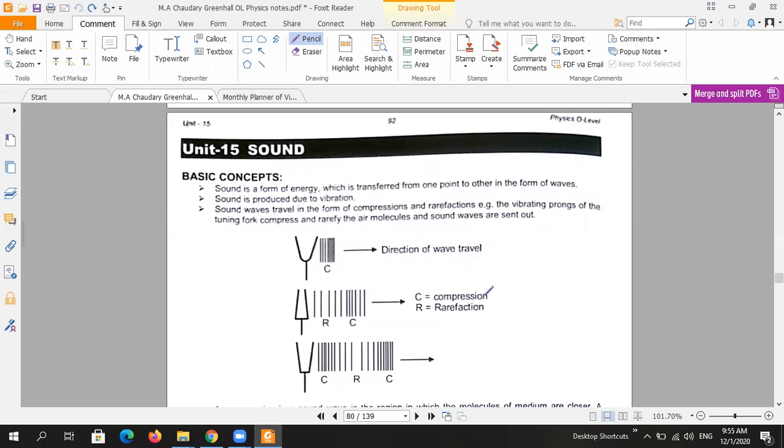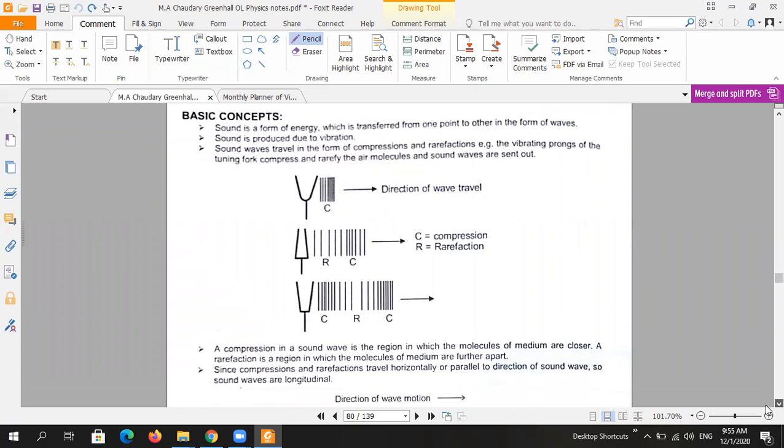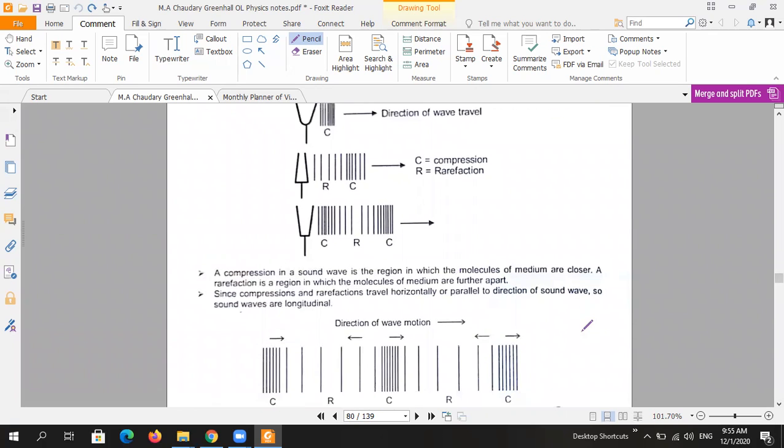So sound waves travel in the form of compression and rarefaction. The vibrating prongs of the tuning fork compress and rarefy the air molecules, and sound waves are sent out. So basically, a sound wave is a pressure wave. So it means you need a medium in order for sound waves to travel. What is compression? Compression in a sound wave is the region in which the molecules of the medium are closer, and a rarefaction is the region in which the molecules of the medium are further apart.